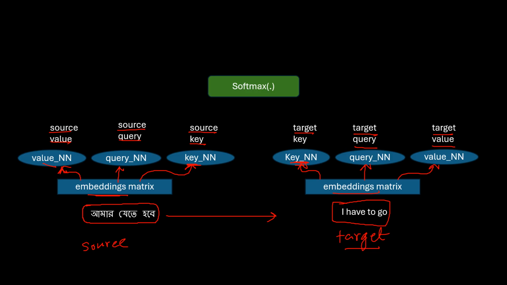Now, to calculate the output of the softmax function, here is the trick, here's the difference. Into the softmax function, the query of the target will go, and the key of the source will go. And then the output of the softmax will be multiplied with the value of the source.